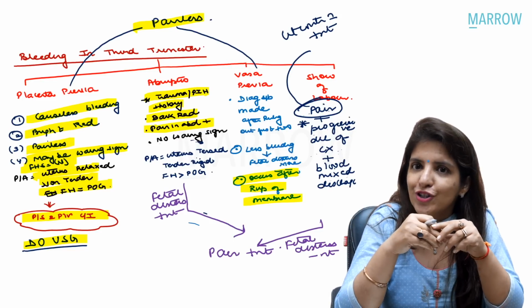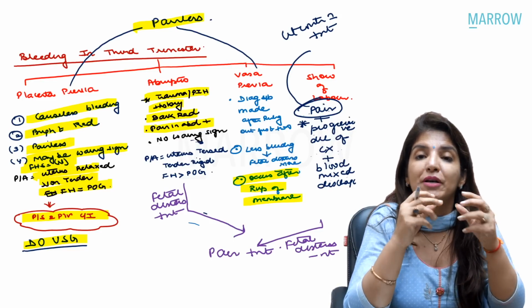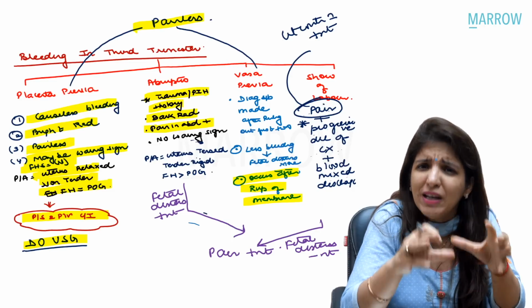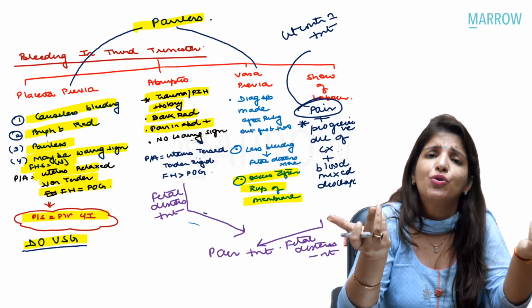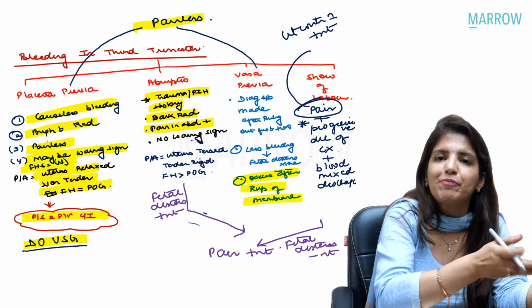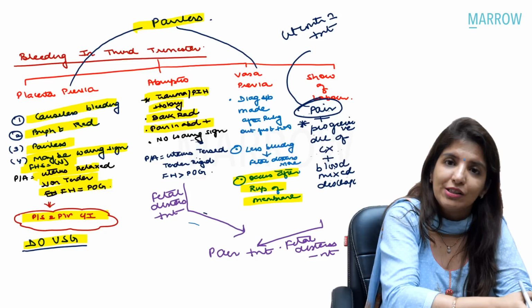How am I going to differentiate? I am going to differentiate on the basis of fetal heart sounds. In normal labor, will there be fetal distress? No. Whereas in abruptio, I'm going to get a history of fetal distress.